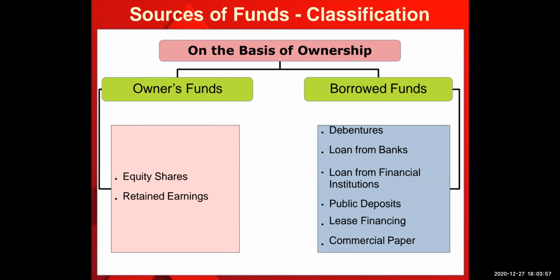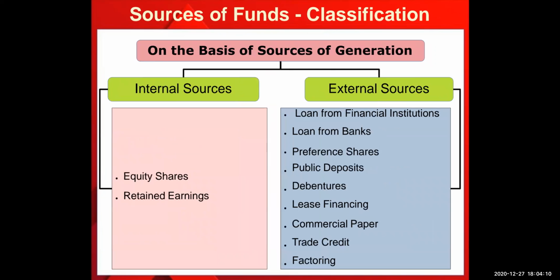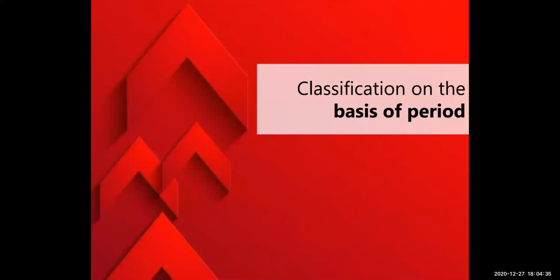And on the basis of ownership, we can have owner's fund, that is equity and retained earnings. On the basis of borrowed fund, we can borrow through debentures, from bank, from financial institution, lease financing, and commercial paper. And generating fund on the basis of source of generation, as we said, internal and external. Internally, we can raise through equity shares and retained earnings. And through external sources, we can borrow from banks, preference shares, debentures, lease financing, commercial paper, trade credit, and factoring. So let's study one by one.